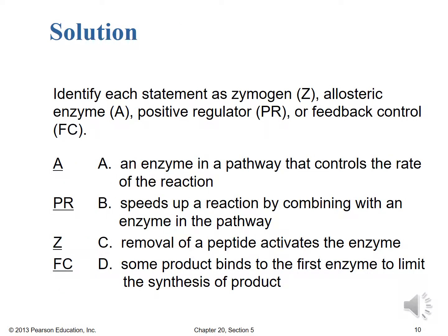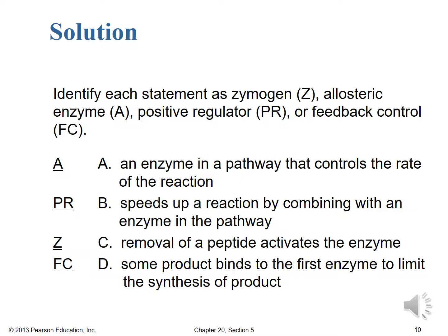Okay, hopefully these are the same solutions that you arrived at. For A, an enzyme in a pathway that controls the rate of the reaction, that's an example of an allosteric enzyme. For B, it speeds up a reaction by combining with an enzyme in the pathway. That's going to be an example of a positive regulator. So it's speeding things up by combining with that enzyme along the path. For C, the removal of a peptide activates the enzyme, so we must have a proenzyme or an inactive form of the enzyme known as a zymogen, Z.